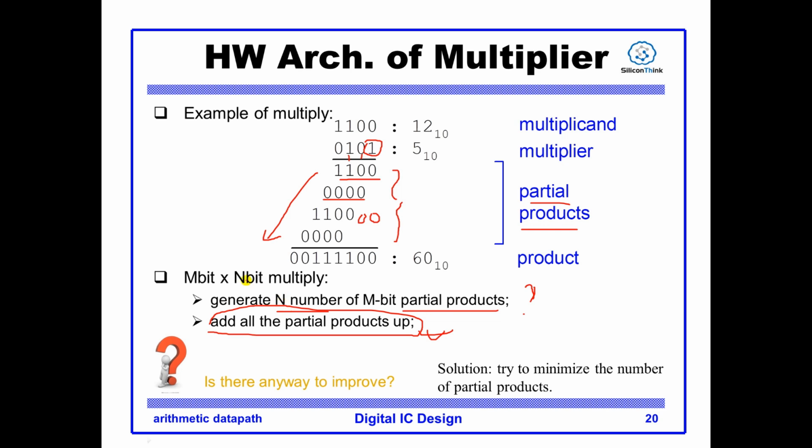I can choose the minimum to generate. So for example, if this is 8, this is 4, we can use four partial products. Okay, if this is 16, you can use 8 partial products. Okay, this is okay. Is there any way to further minimize the partial products?